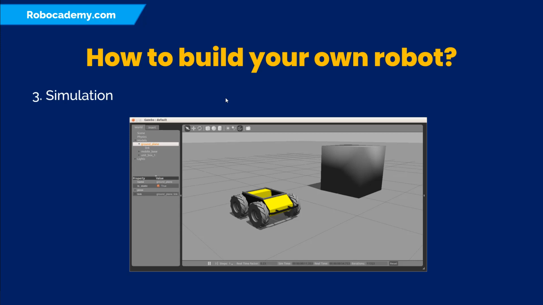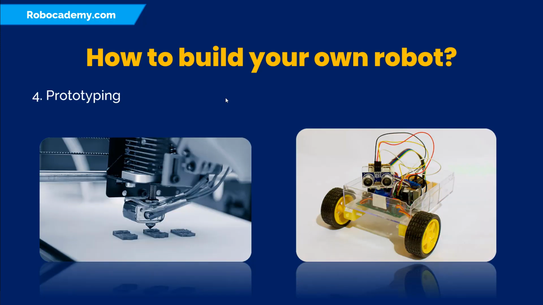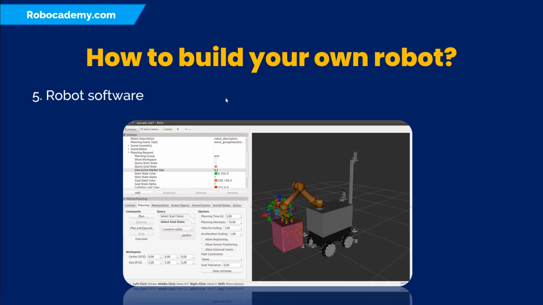And the good thing is that if you have the simulation, then you can understand the issues in your design and correct them. Also you can start programming your robot using the simulator. So there are a lot of benefits if you do the simulation first. Then after verifying your design using simulation, you can go to the prototyping or the fabrication, using 3D printing or using CNC machines and all. You can start the fabrication.